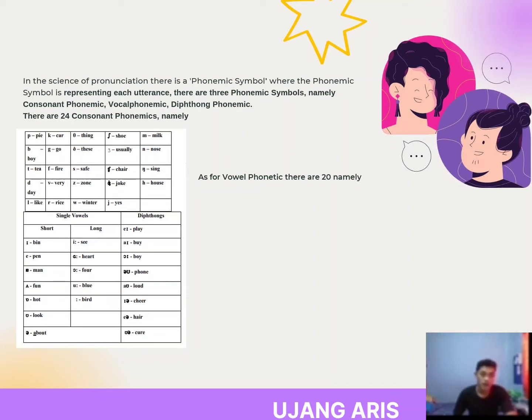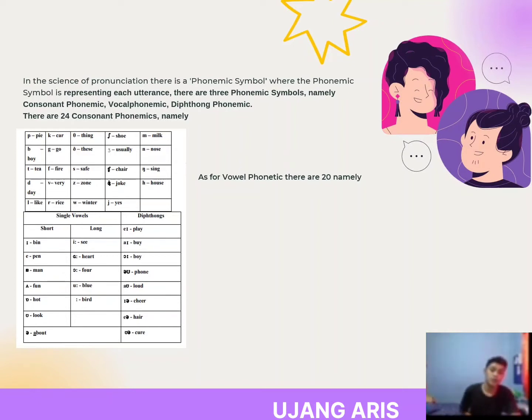As for vowel phonemes, there are 20, namely single vowels, short and long: bin, fan, short, hot, look, vote, long, see, heard, born, blue, bird; and diphthongs: fly, buy, boy, phone, load, deer, hair, car.